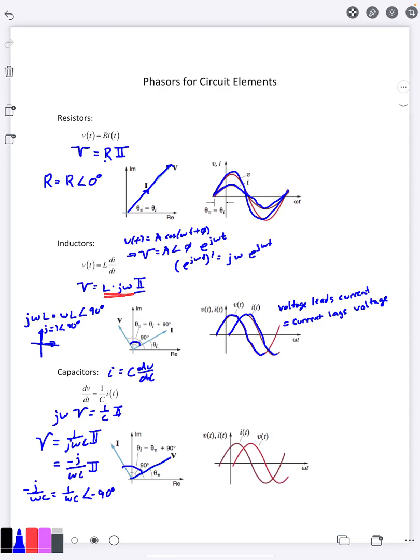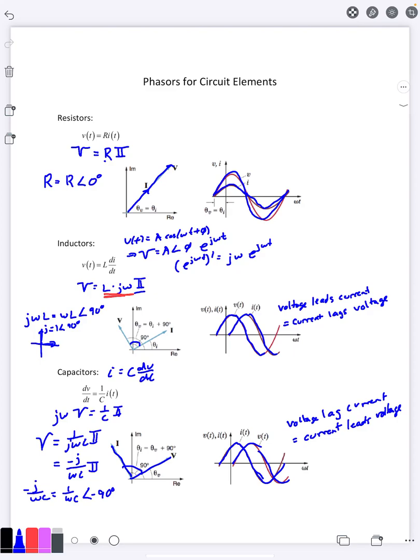So here's our voltage. Our current is ahead of that. What that means in the picture is, again, the current is going to now reach a maximum before the voltage. And similarly, the current is going to reach a minimum before the voltage does. So it's the exact opposite of an inductor here. Instead of voltage leading the current, now voltage is going to lag the current, which is the same thing as saying that current leads the voltage.